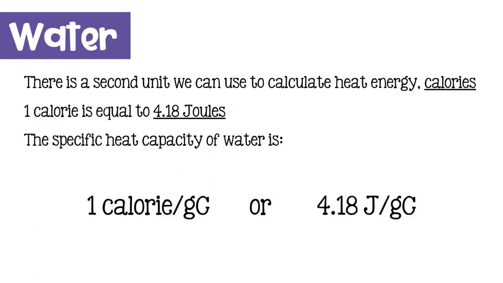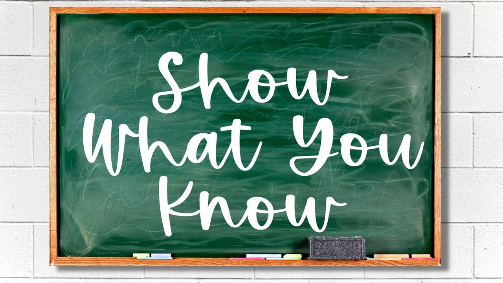There is a second unit we can use to calculate heat energy called calories. A calorie is equal to 4.18 joules. The specific heat capacity of water is 1 calorie per gram degree Celsius, or 4.18 joules per gram degree Celsius. Now, pause the video and try the show what you know questions. When you are done, you can resume playing the video.